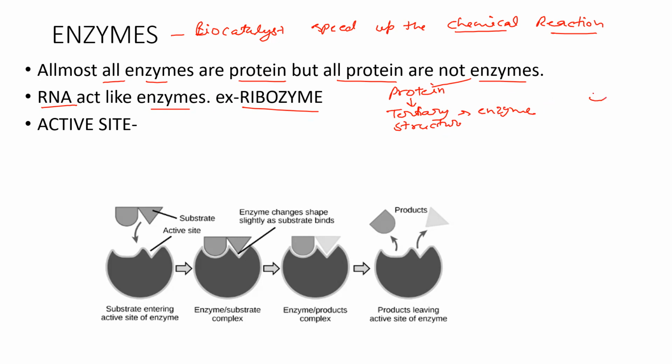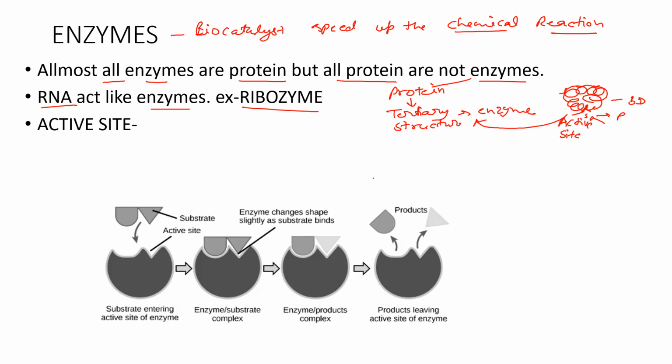When the amino acid chain folds upon itself, it produces a 3D structure that is called the tertiary structure of protein. In this structure, you can see there are so many pockets present. One of the pockets acts like an active site. In this active site, the substrate fits and produces the product.